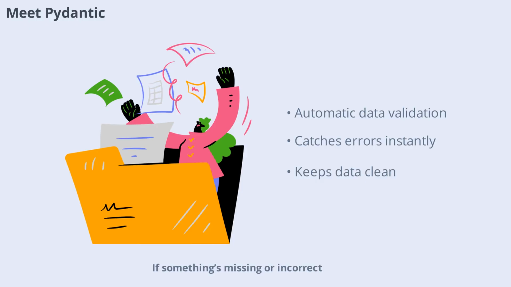This automatic validation saves you from headaches and helps keep your app's data clean and reliable. With Pydantic, you can trust that only the right information gets through. Building a simple FastAPI application.